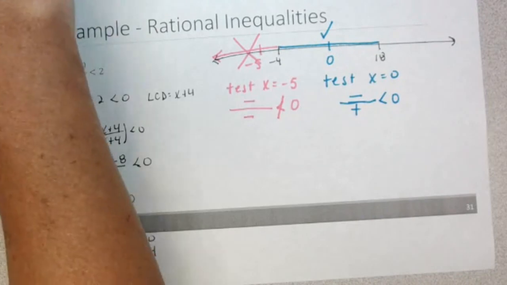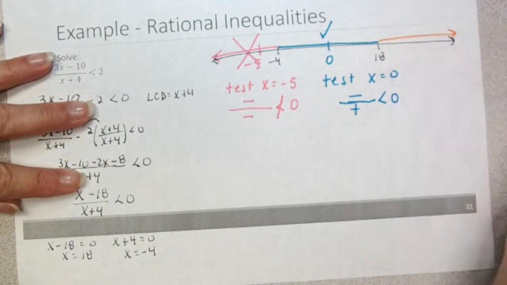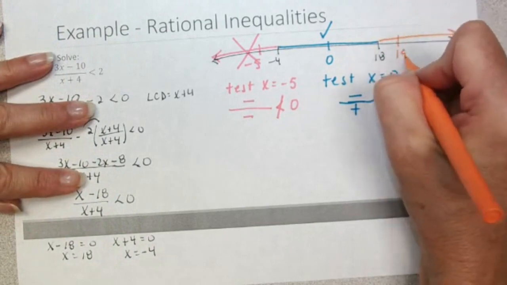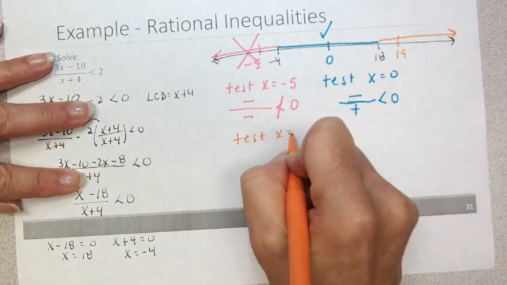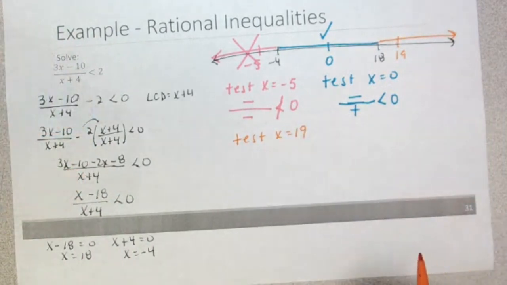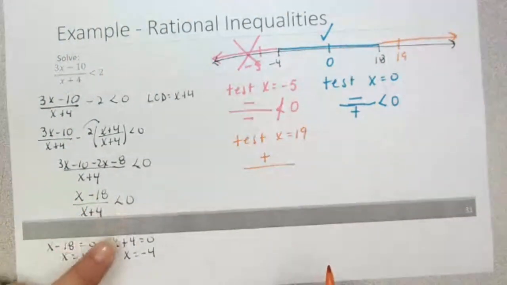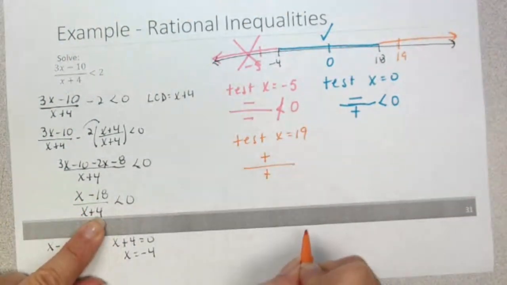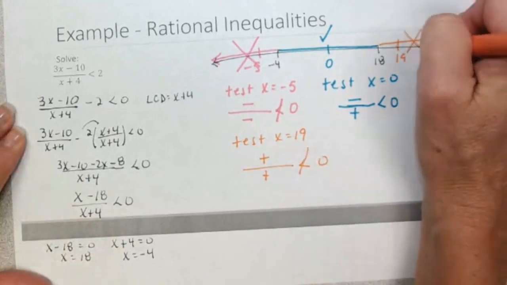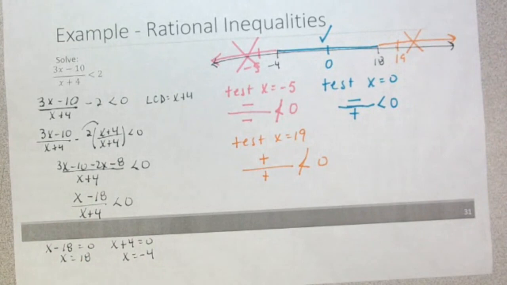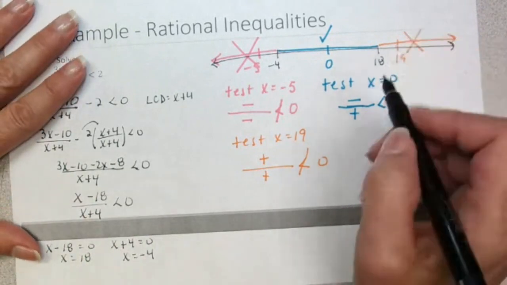We do have one more interval to test, this last one out here. We'll choose 19 as our test value. Test x equals 19. 19 minus 18 is positive, divided by 19 plus 4. Positive divided by positive is not less than 0, so that interval does not satisfy our inequality. Throw it out.